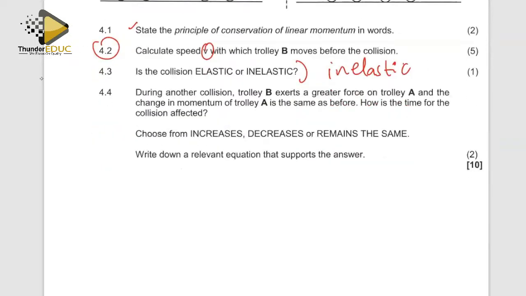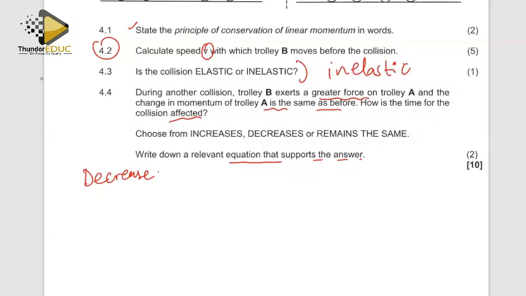Then 4.4. They are telling us that during another collision, trolley B exerts a greater force on trolley A, and the change in momentum stays the same. How is the time for the collision affected? Choose increase or decrease. In this case I'm going to say decrease, because the change in time is going to be shorter. Then they want us to write down a relevant equation to support the answer.